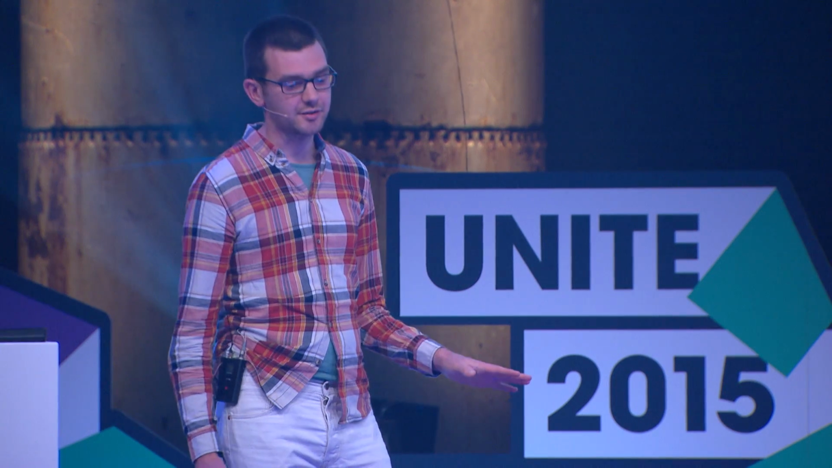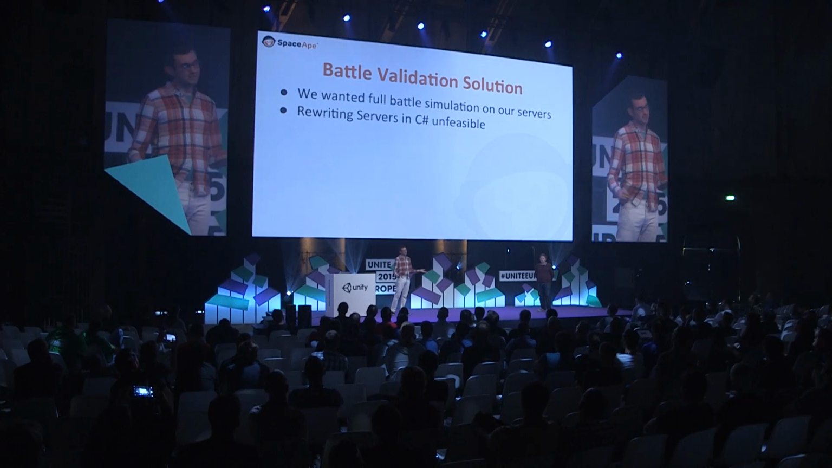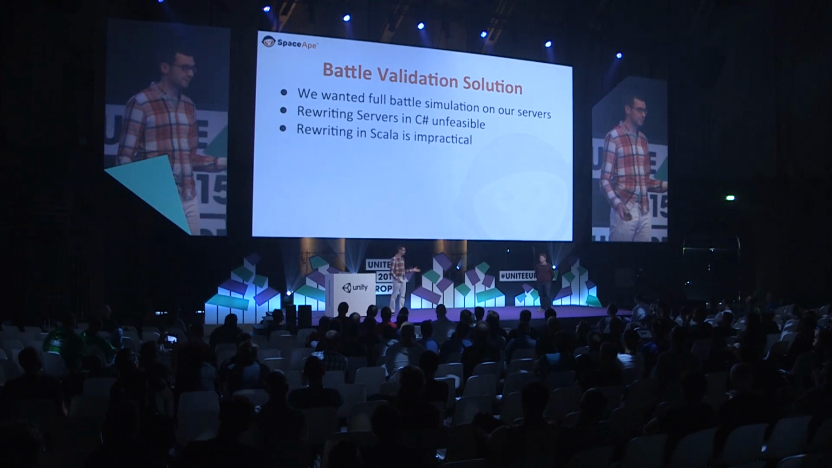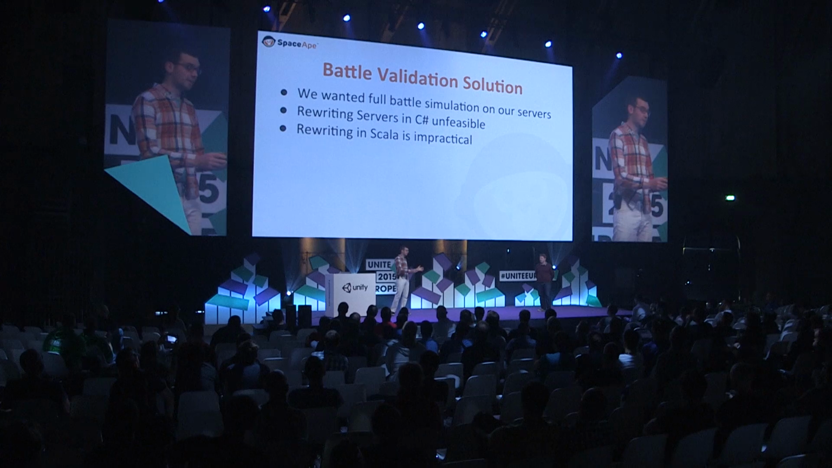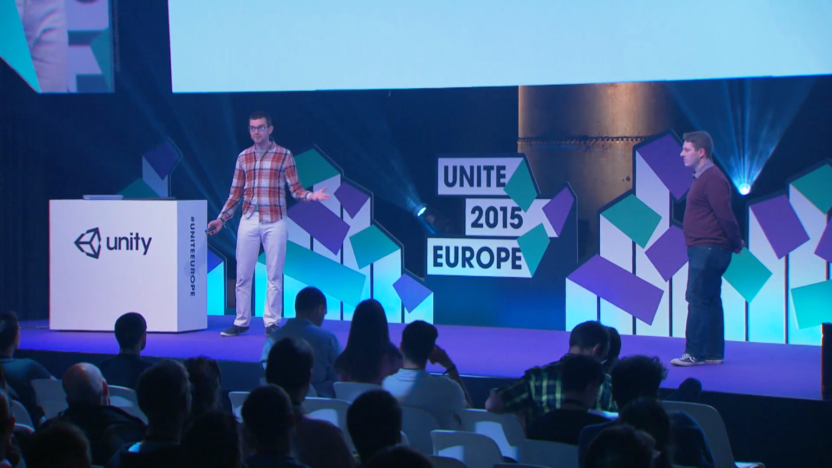So with the development of Rival Kingdoms, this was something else we had a chance to improve on. Really, the best way to detect these problems is to fully validate the battle on the server. So we looked back at this again. We decided rewriting our entire server architecture in C# was just not feasible, as we said, and rewriting our battle engine in Scala is too expensive again. So, what else can we do?